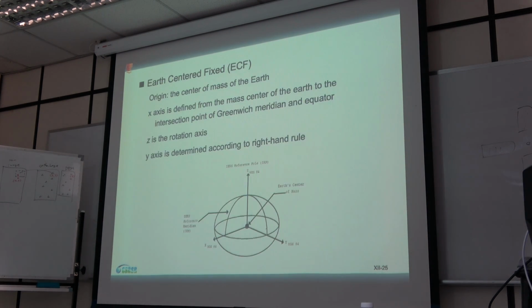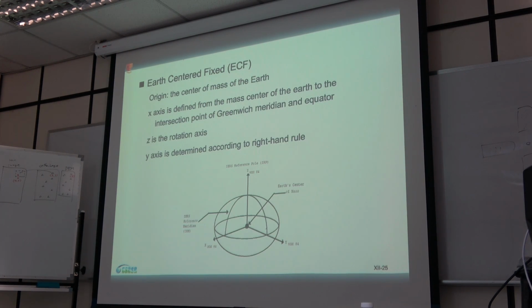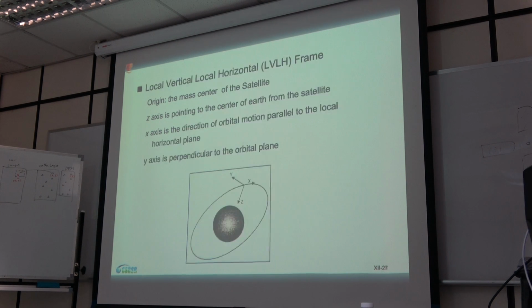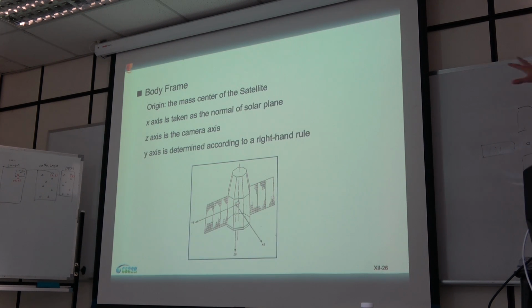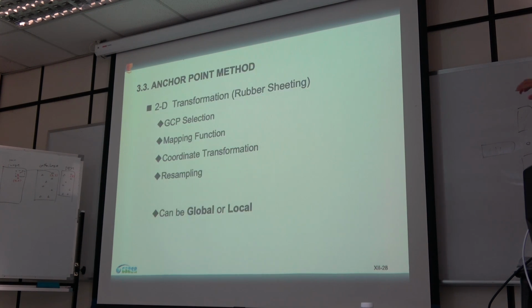Here are some of the coordinate systems: the Earth-centric, the ECF, and the body frame. So we talked about the body frame, right? We gradually have many transformations, and the body frame is one of them. It uses the center of the satellite as the origin, and it defines the X, Y, Z. And LV, LH, that's the local vertical and local horizontal frame. That's the other coordinate system. And this is the angle point.